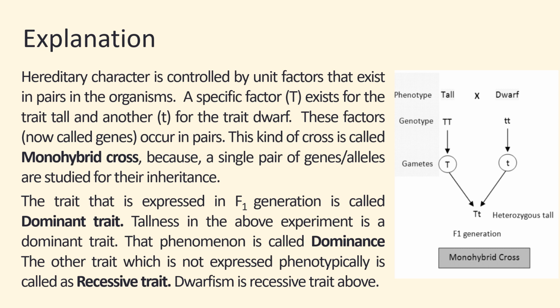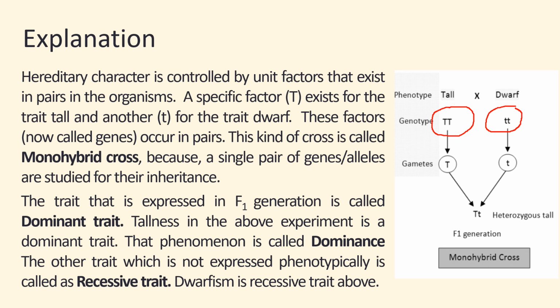Explanation: hereditary character is controlled by unit factors that exist in pairs in the organisms. A specific factor T T exists for the trait tall and another for the trait dwarf. You can see here, capital T gives the tall and small t gives the dwarf individual. These factors, now called genes, occur in pairs. This kind of cross is called monohybrid cross because a single pair of genes or alleles are studied for their inheritance.